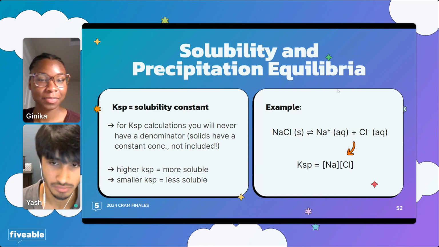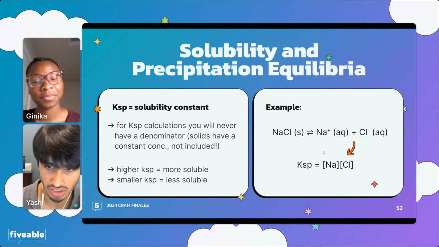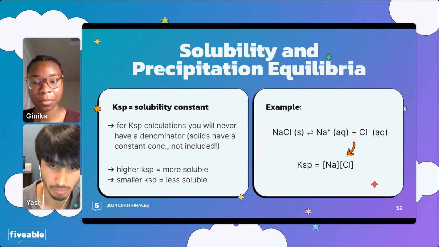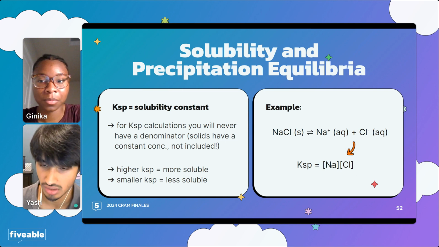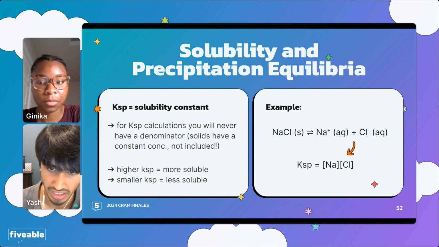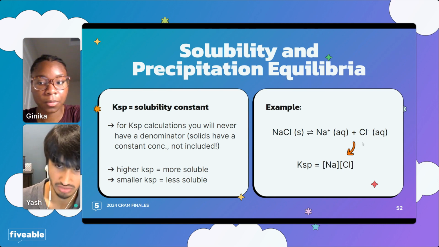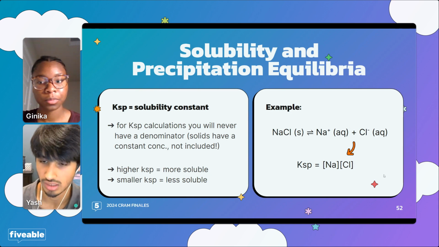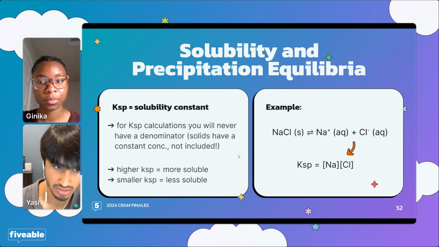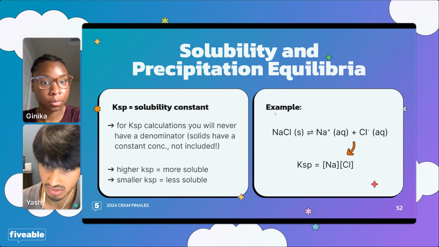Okay, cool. So remember that KSP is just going to equal the product of your products. Your reactants in this case have an activity of 1, so it's just going to be the concentrations of your products. For NaCl, this would be [Na+] times [Cl-]. There are no coefficients here. If we had coefficients, we would raise this to a certain power. Since your KSP is basically a measure of the concentration of your products, which are the dissolved ions, the higher the value of KSP, the more soluble your substance is.